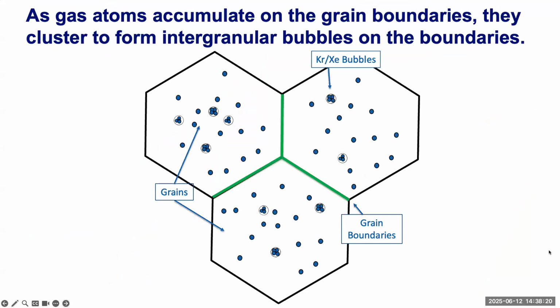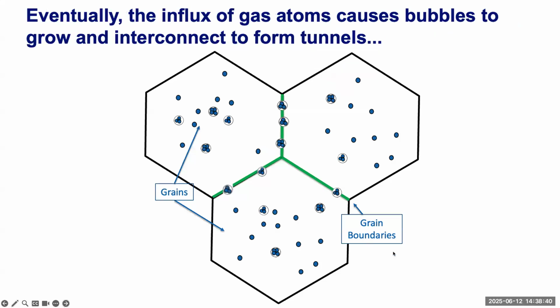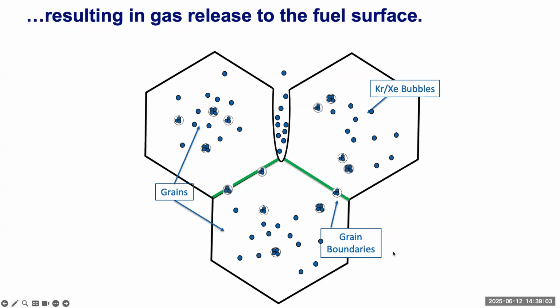Now, as gas atoms start to accumulate on these grain boundaries, they'll cluster together to form intergranular bubbles on the boundaries. So essentially they're diffusing or migrating from the center of each grain to the grain boundaries. Now, eventually, when we have an influx of gas atoms migrating to these grain boundaries, all those gas atoms will start to collect within these bubbles until those bubbles get so big that they interconnect, or coalesce, to form tunnels, which eventually results in gas release of these atoms to the fuel's surface.